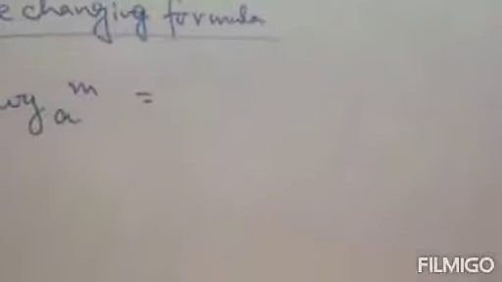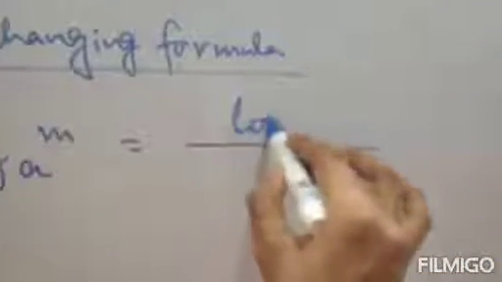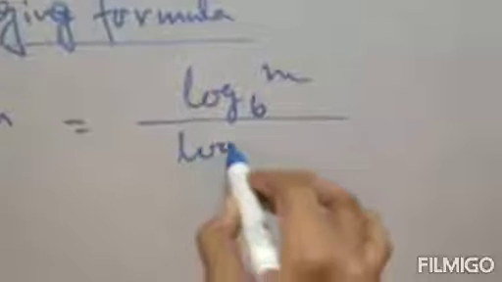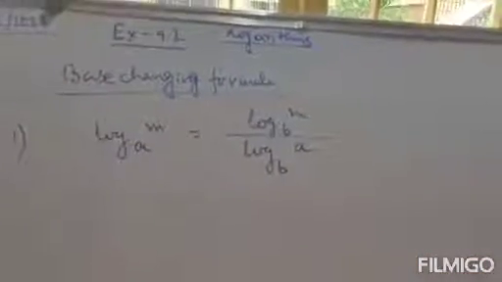Base changing formula. How can we change the base of a log? The formula is like this: log a base m, here the base is a. We can write it as log b base m in the numerator, and log b base a in the denominator. This is the formula of log a base m.